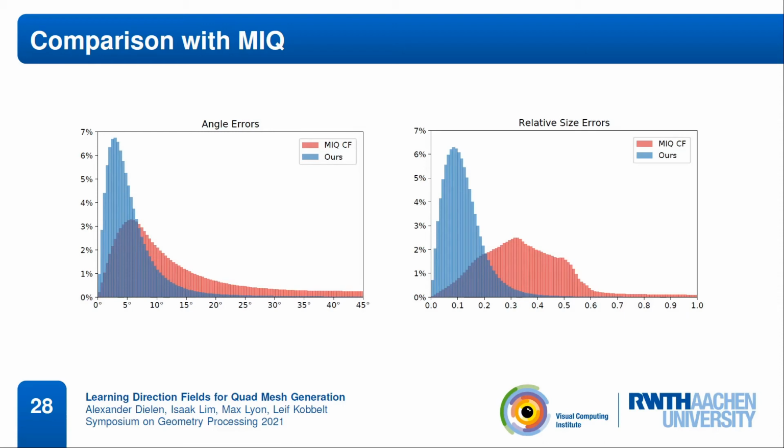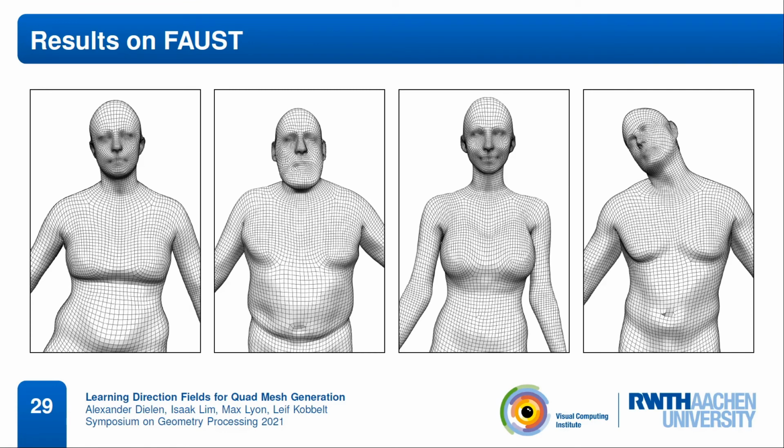To evaluate the generalization capabilities of our approach, we also generated quad meshes for the shapes in the Faust dataset. The Faust dataset contains multiple subjects not found in the larger dynamic Faust dataset. As can be seen, the results on this dataset are on par with those on our test set.